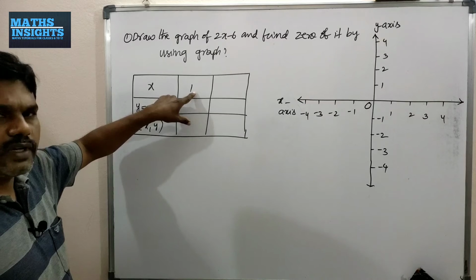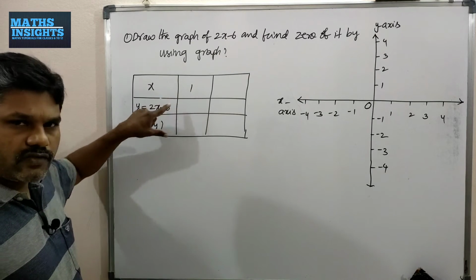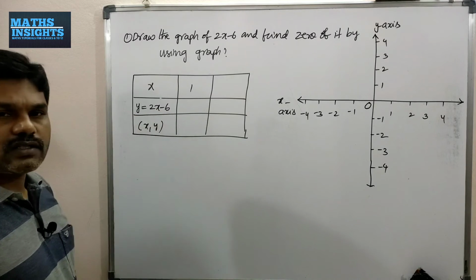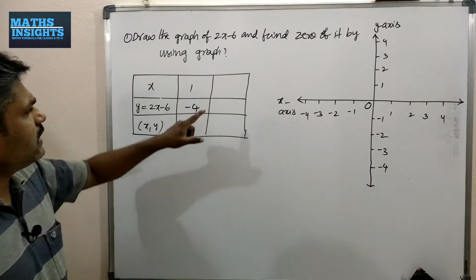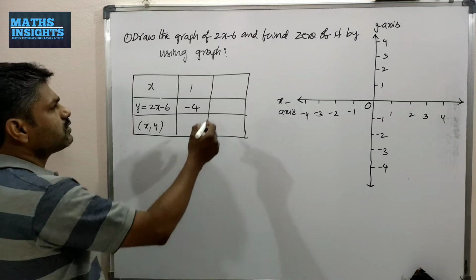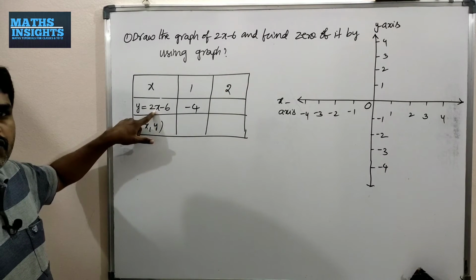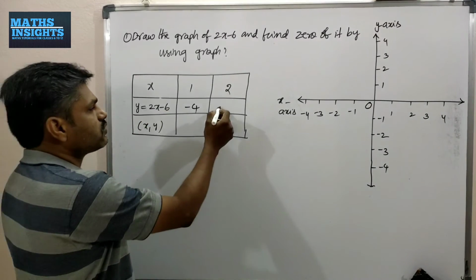Suppose you assume x is equal to 1. Substituting this x value here, 2 into 1 will become 2, and 2 minus 6 is minus 4. Similarly, if you assume x is equal to 2 and substitute it here, 2 into 2 is 4, and 4 minus 6 is minus 2.